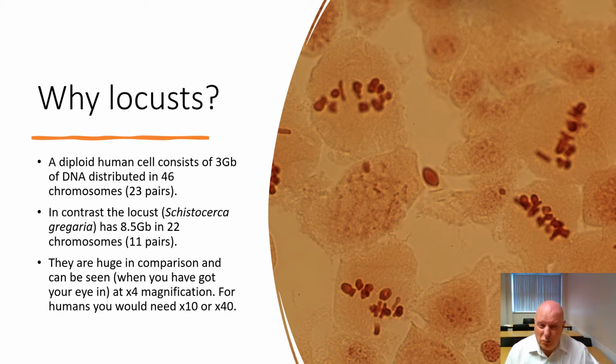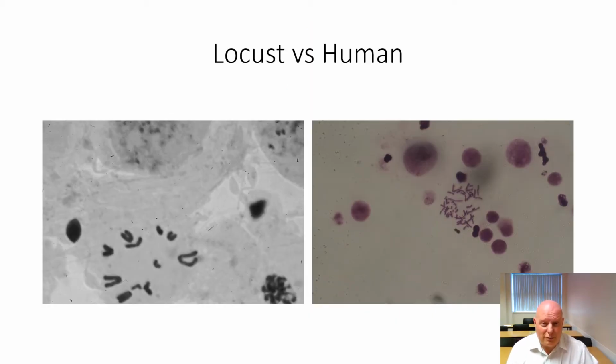They are so huge that when you've got your eye in, not the eye of faith, but the eye of experience, you can actually locate them at the lowest magnification of your microscope, the ×4. For humans, once you've got the eye of experience, you need to spot them at least on the ×10 or the ×40. So here's an example of them. Locust chromosomes versus human chromosomes. They've been stained differently and photographed differently, so don't worry about the colour. That's an artifact of the staining.